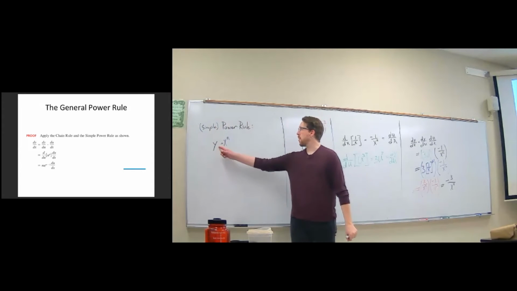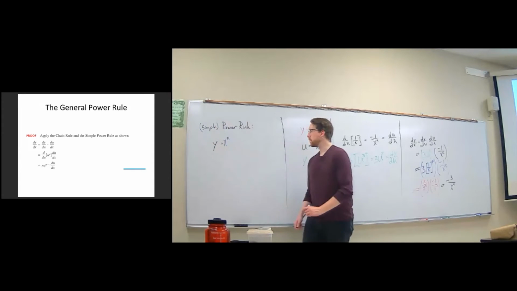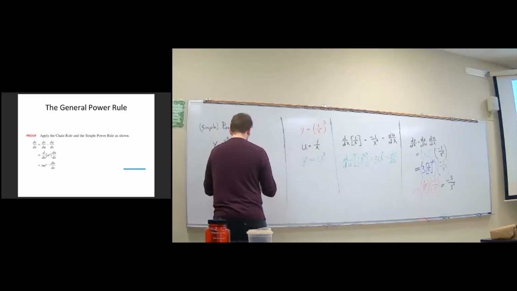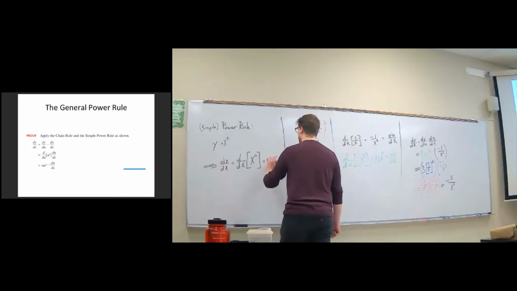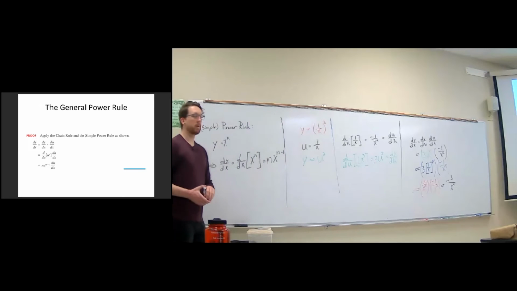So we've got y is equal to x to the n. Then dy/dx is equal to d/dx of x to the n, which is equal to n times x to the n minus 1. And this is the rule we used. Okay, I just was trying to remember what it was called. Just a simple power rule.